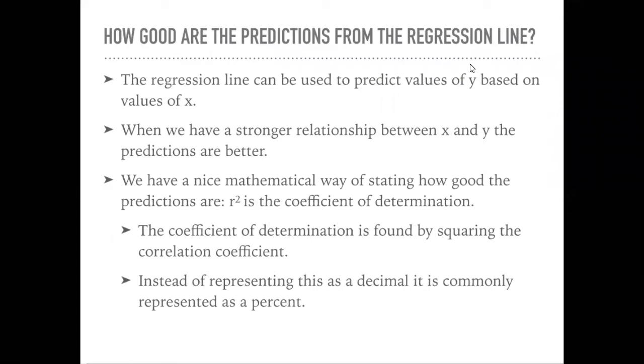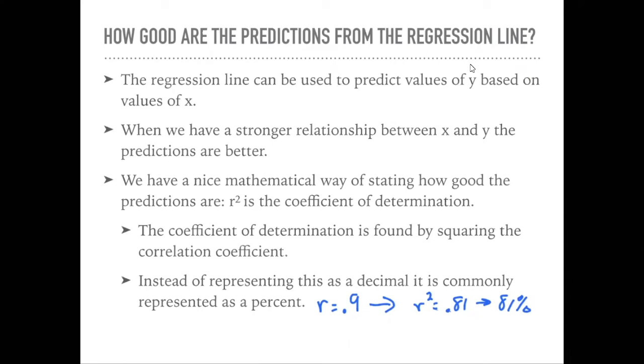So let's say that you had R equals 0.9. That means R squared equals 0.81. So 81%. So what that means is 81% of the variation in Y is determined by X. So 81% of our value of Y is determined by X. That means 19% is determined by something else. So there's something else going on that's coming into play here.